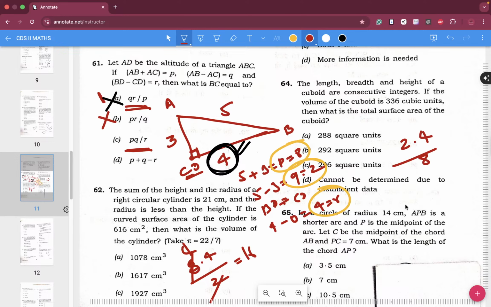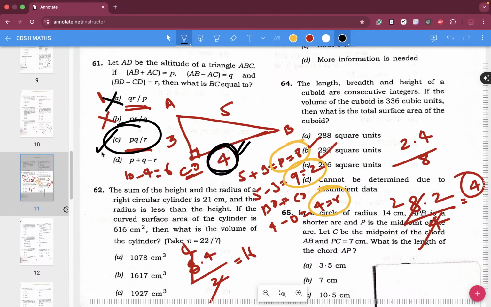PQ by R. P value is 8, Q value is 2, R value is 4, right? 4, 4, 2, you got over here 4 as the answer. P plus Q minus R, okay? P plus Q minus R means 10 minus 4 is 6. By only following this answer alone, we reach 4 as an option, okay?